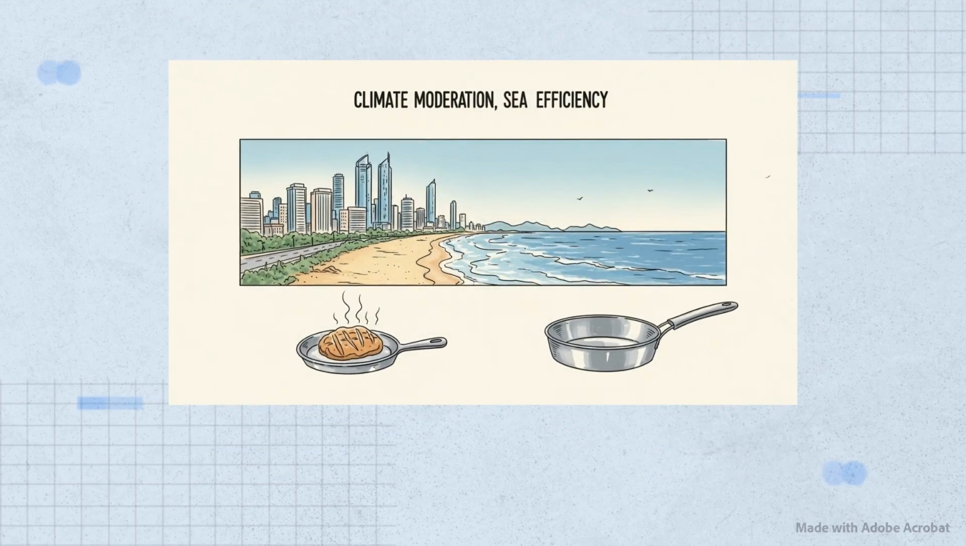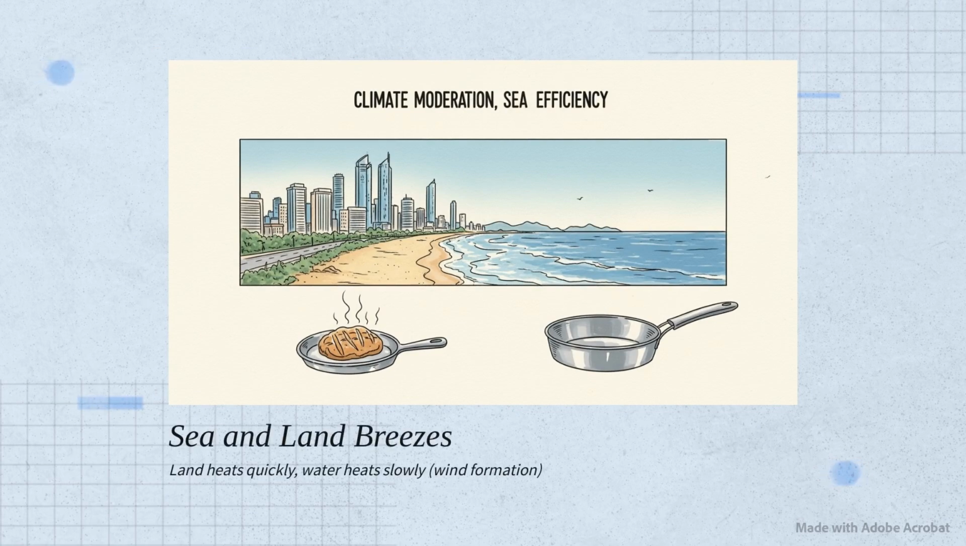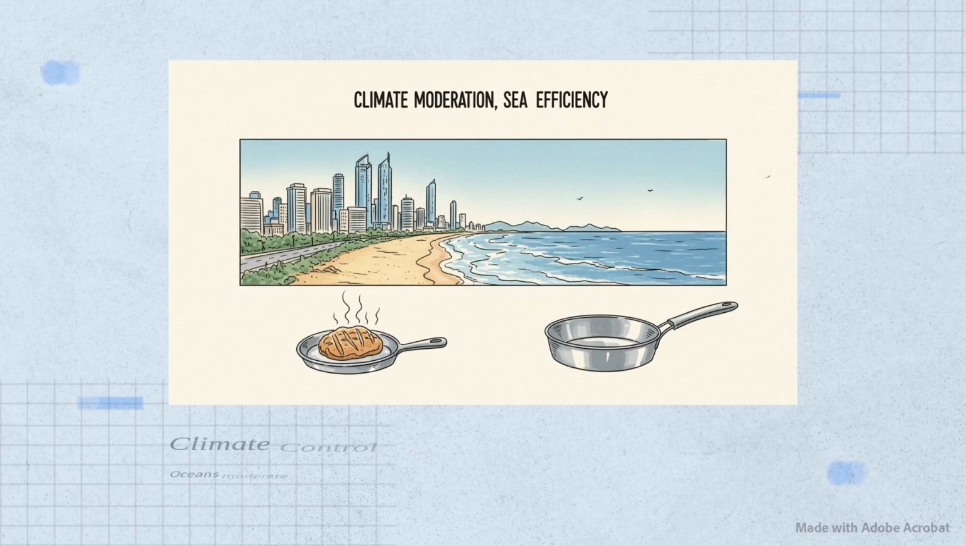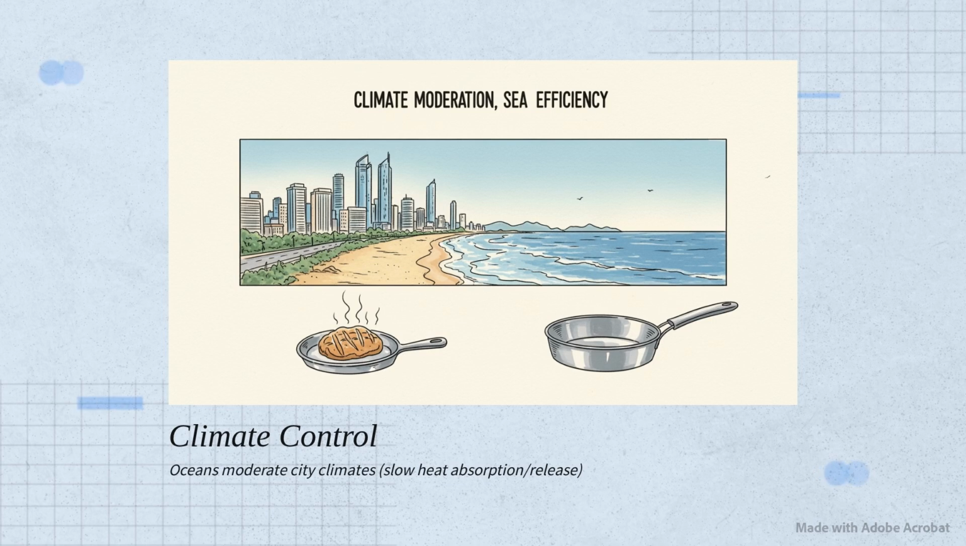These daily life connections show how specific heat capacity shapes everything from weather patterns to cooking. Sea and land breezes form because land heats quickly while water heats slowly, creating temperature differences that drive winds. Oceans absorb and release heat slowly, helping cities near the coast enjoy moderate climates. Metal utensils heat up fast due to low specific heat, making cooking more efficient.